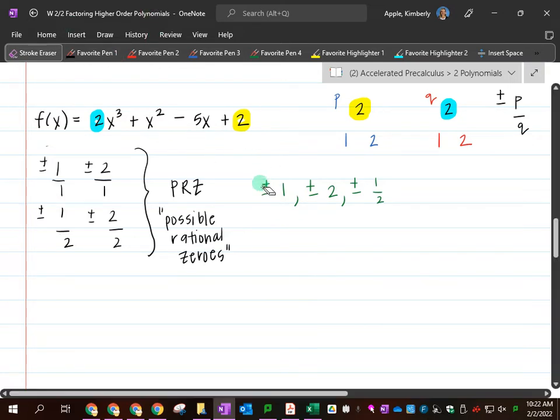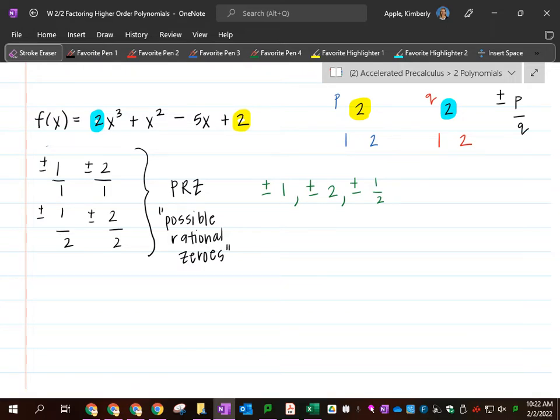So I'm going to try all of these roots. I'm going to try positive 1. If that doesn't work, I'm going to try negative 1. If that doesn't work, I'm going to try positive 2. If that doesn't work, I'm going to try negative 2. If that doesn't work, I'm going to try positive 1/2, and so on and so forth. But that is how you get your root list. So let me show you how I got this. Okay. I looked at the last number.